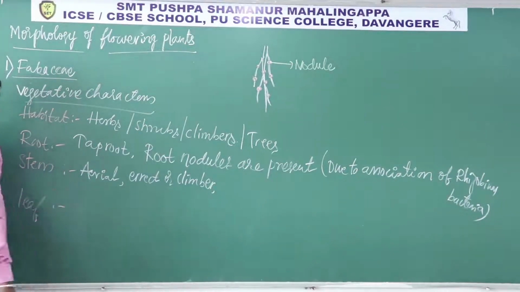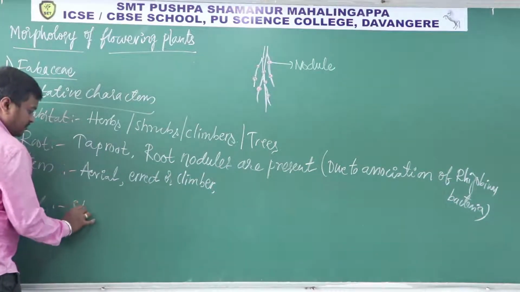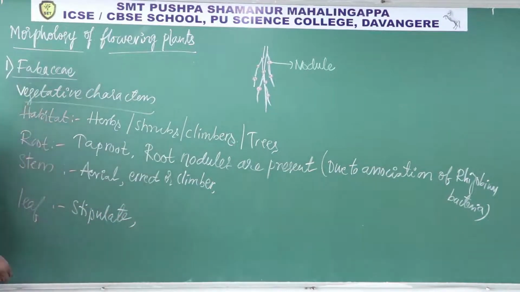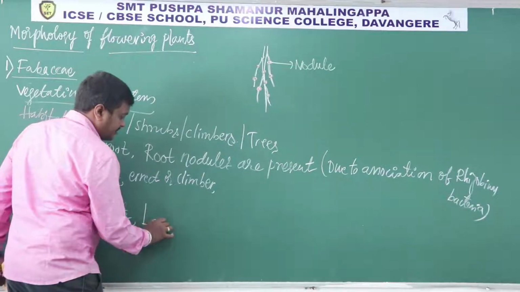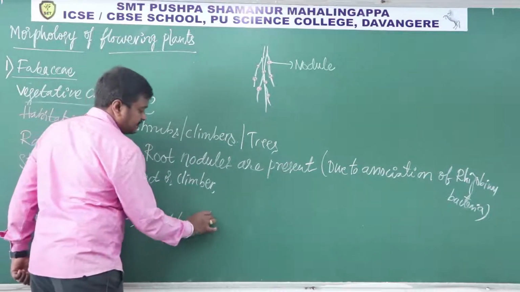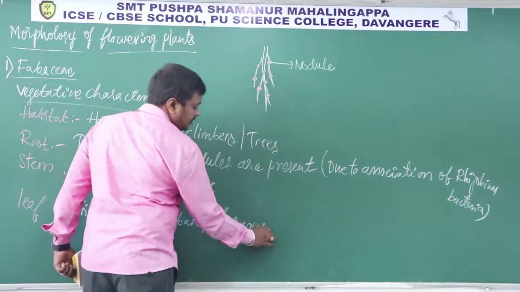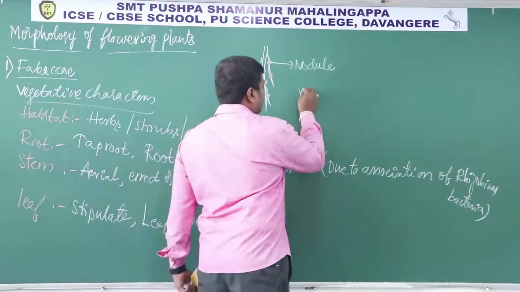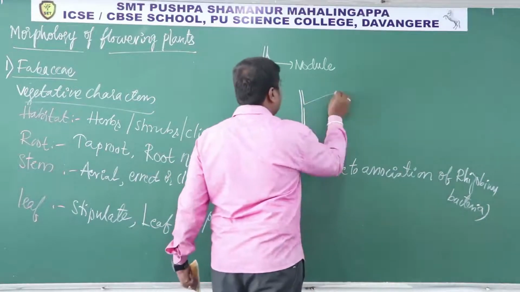Okay, next come to the leaf character. So in the leaf, usually they have stipules. Stipulate irutte, that is, a small appendage present at the base of the leaf. Then the leaf base is pulvinous. So what is that pulvinous? Pulvinous is a condition where the leaf base is swollen.